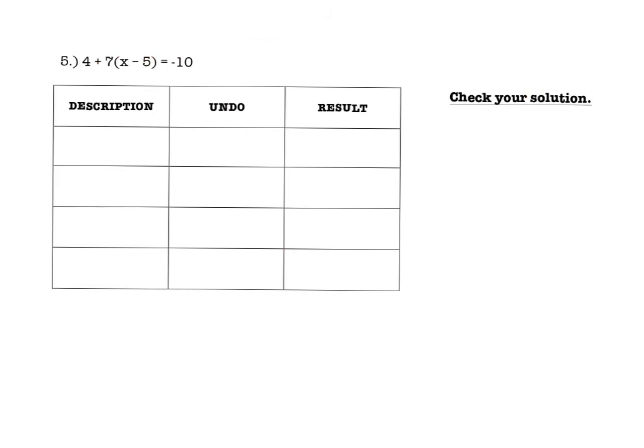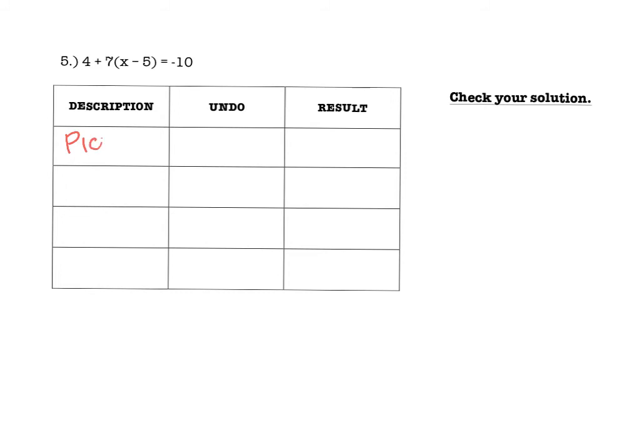All right, now we're going to try number 5. As you look at number 5, you notice that there is a little bit more going on here. In fact, this is kind of a complicated equation that we need to solve, and yet with these undo tables, it really is not too difficult. It's just a couple more steps in my table. So let's give it a shot.